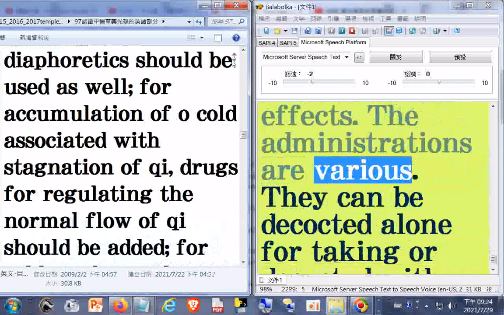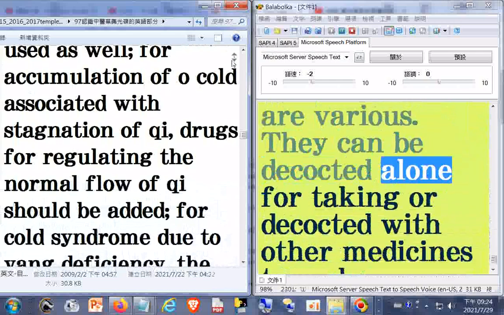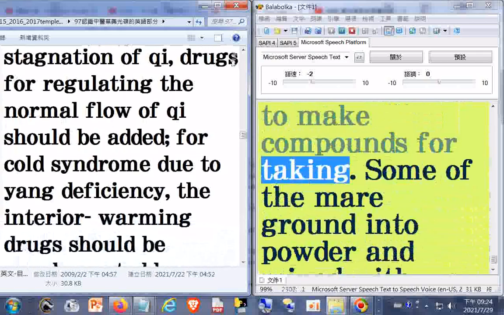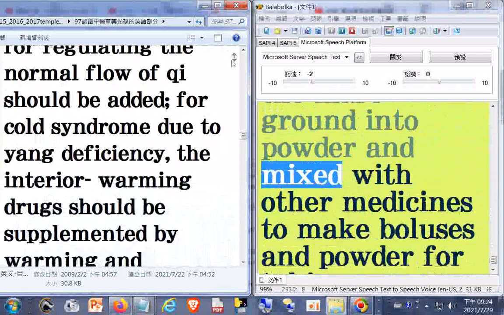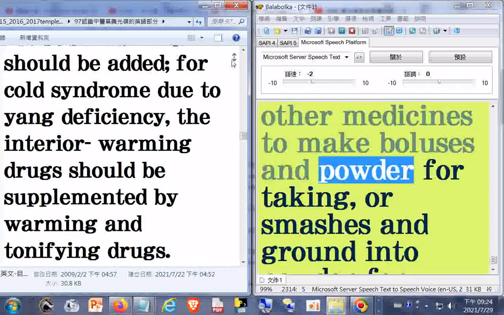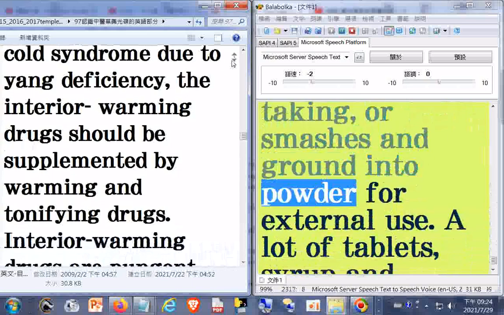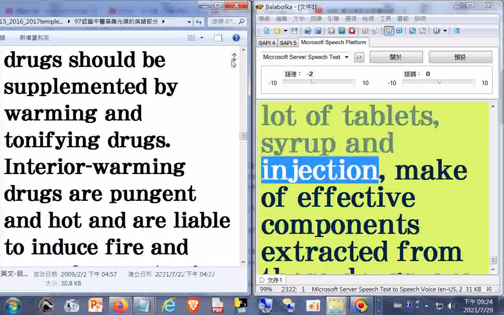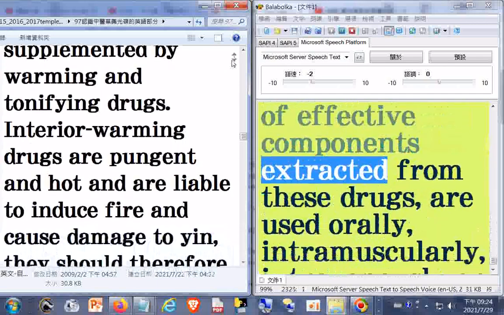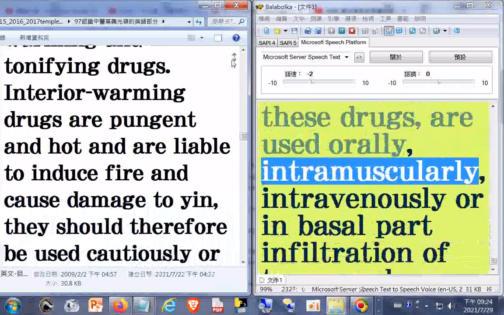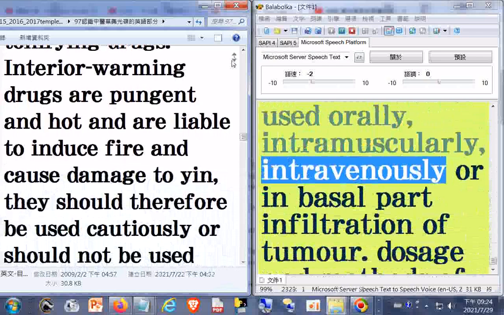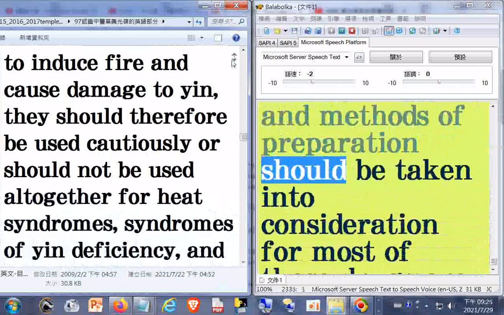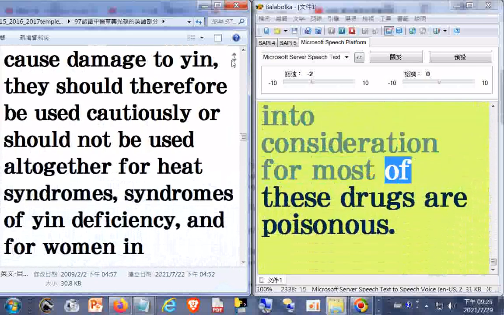The administrations are various. They can be decocted alone for taking or decocted with other medicines to make compounds for taking. Some of them are ground into powder and mixed with other medicines to make boluses and powder for taking, or smashed and ground into powder for external use. A lot of tablets, syrup, and injections, made of effective components extracted from these drugs, are used orally, intramuscularly, intravenously, or in basal part infiltration of tumor. Dosage and methods of preparation should be taken into consideration, for most of these drugs are poisonous.